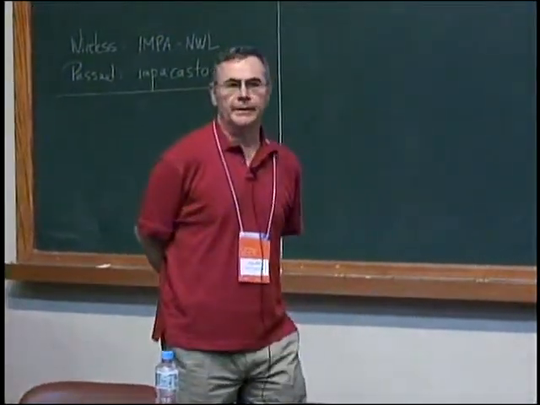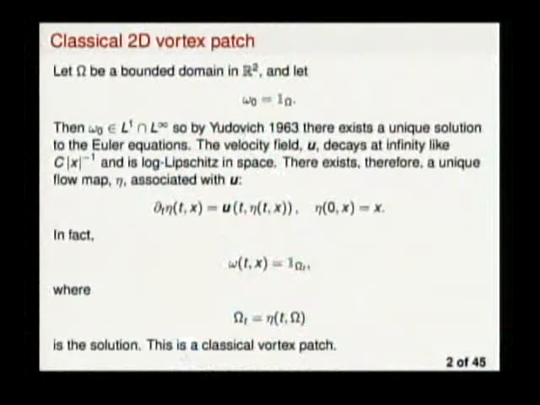So what is a vortex patch? Well, basically, a classical vortex patch, anyway, is an initial vorticity, which is a characteristic function of a bounded domain. And so we let the vorticity evolve in time. And since it's in L1 intersect L infinity, that vorticity is in Yudovich's class, and so at least you get well-posedness of the solution for free, and u is automatically at least log Lipschitz. We'll find out it's a little better than that in a minute.